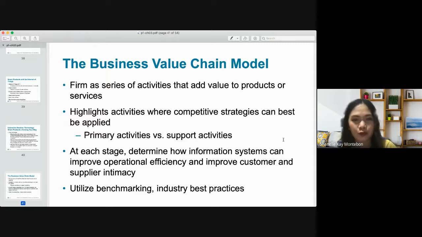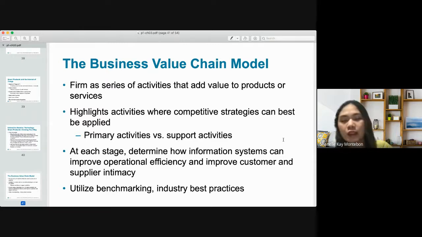So dito na ngayon, pumasok si business value chain model, which gives the methodology on how to do things in order for a company to achieve competitive advantage. So it sees the firm as a series of activities that add value to products or services, and it highlights activities where competitive strategies can best be applied. So meron dalawang activities, primary and support activities.